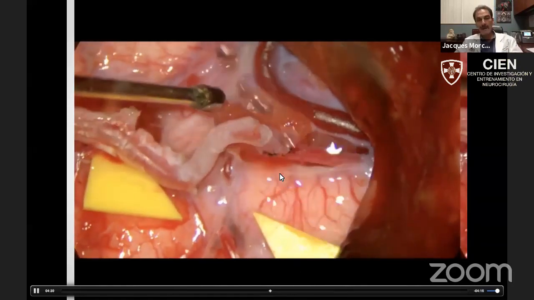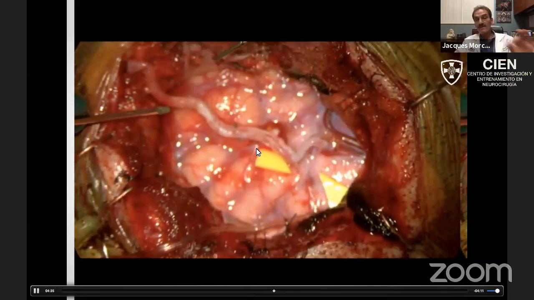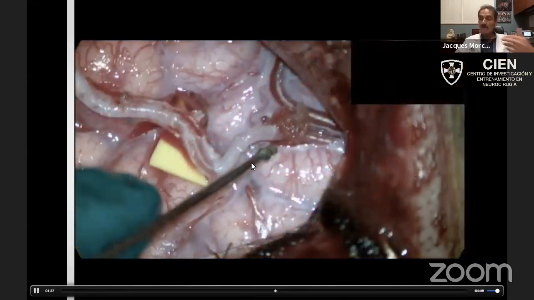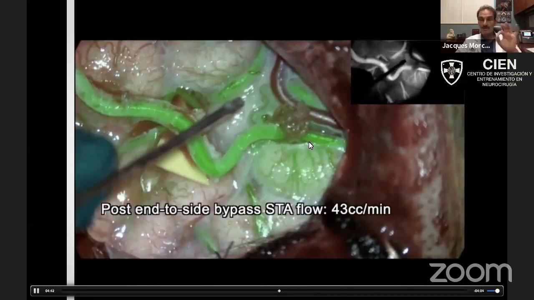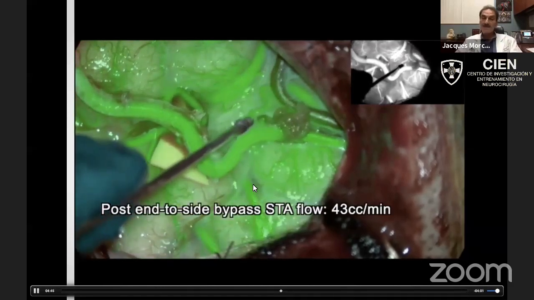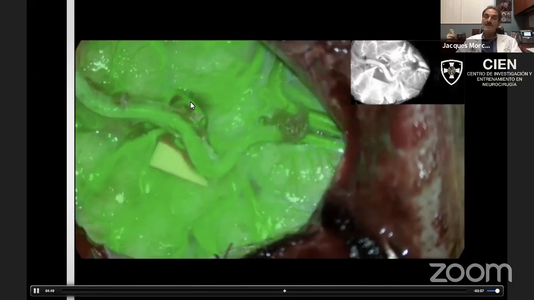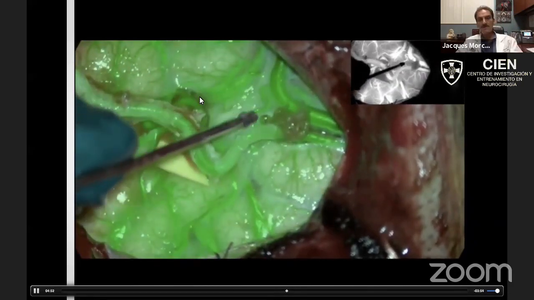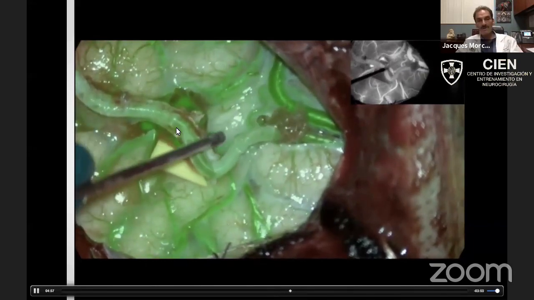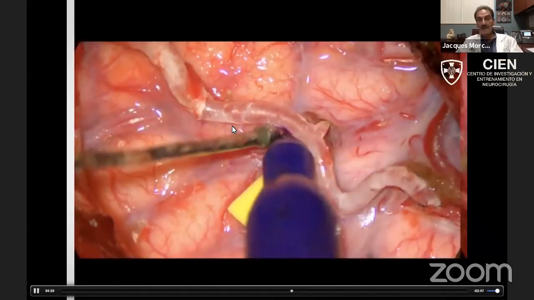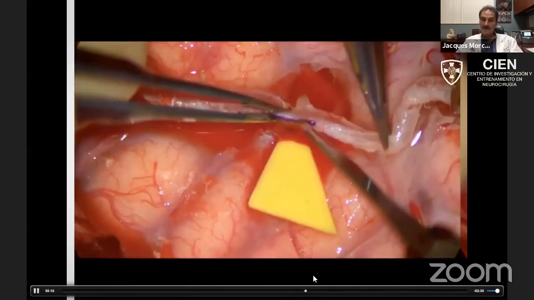So this is one bypass done. I measure the flow. You can now measure the flow in the second recipient and decide if you need the second bypass. So I measured the flow. It was 43 cc per minute. Remember that number. Then I said, well, this recipient here did not increase the flow. So I proceeded to do a second bypass side to side from this STA to that second recipient. So that's how I decide if a second bypass is done.